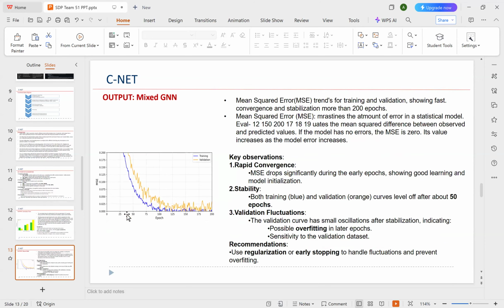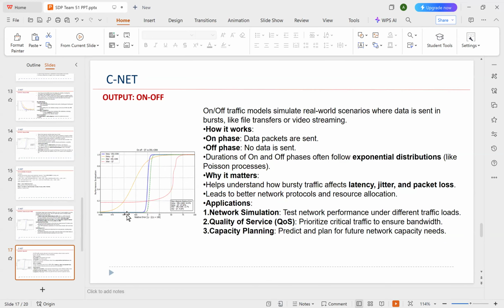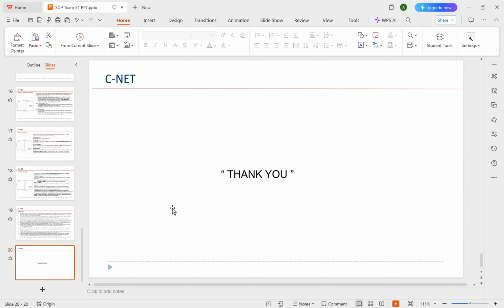Yes, ma'am. This is the mixed GNN and output model for that. So the calculations which we have assumed, and the relative error which we have calculated. These are all the outputs: delay, jitter, plus DRL plus GNN and the QT model. These are the references. Thank you. So coming to the conclusion part, we have optimized the routing efficiencies and the nodes and edges of the graphs in software-defined networking.